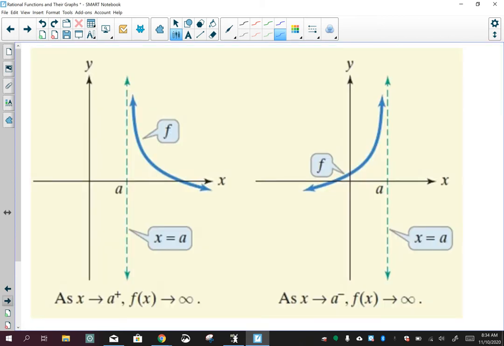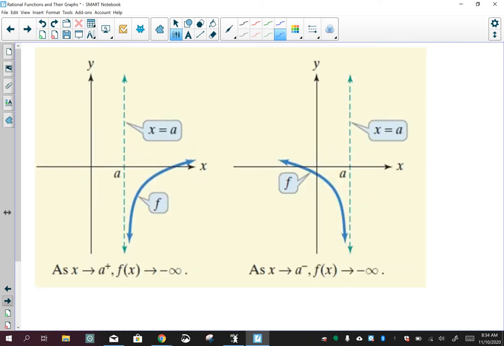So here's some more examples. In this one, as we're approaching A from the right, it's going to positive infinity, and from the left going to positive infinity. And then from the right, you're going to negative infinity, and from the left, you're going to negative infinity. Those are the four options you have when you're approaching an asymptote. You're going to either run to positive or negative infinity. You'll actually never have a number here, so keep that in mind, okay?